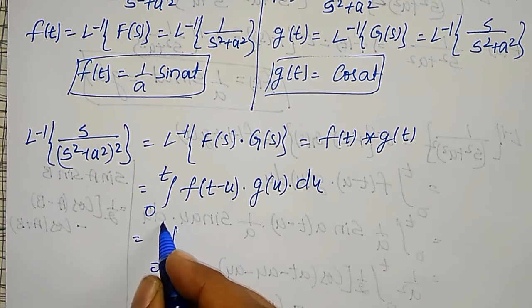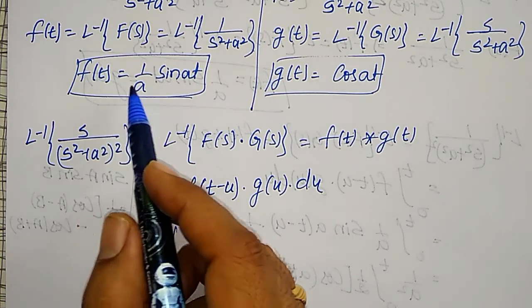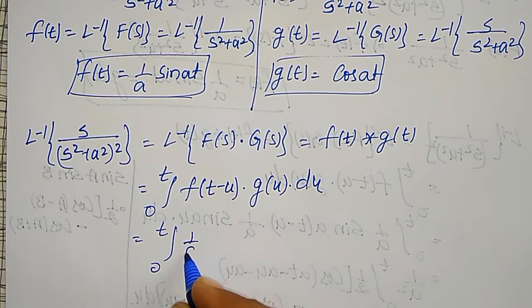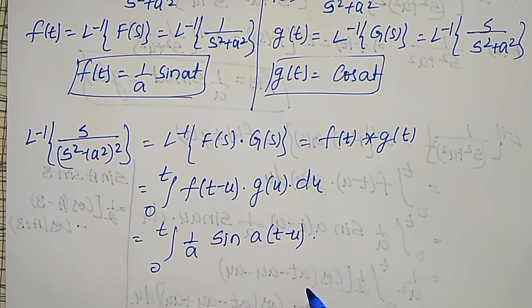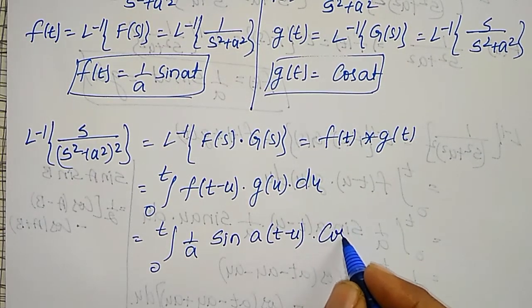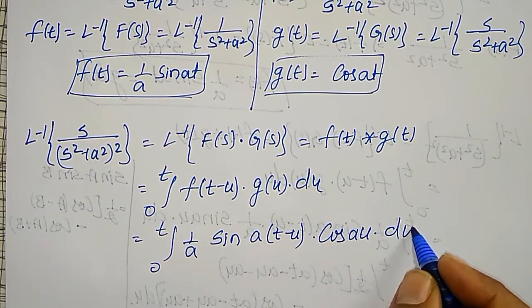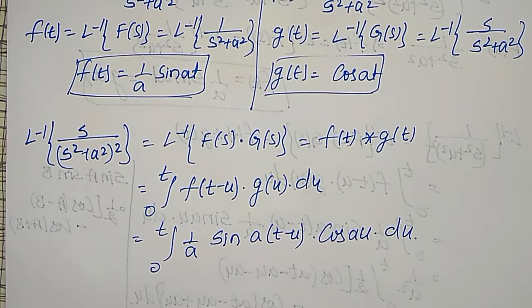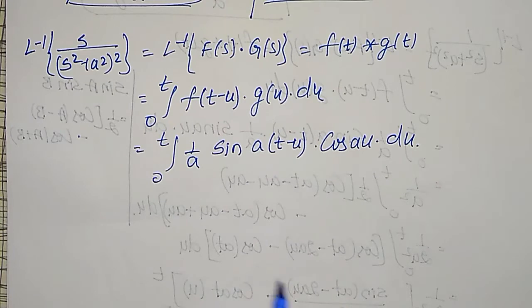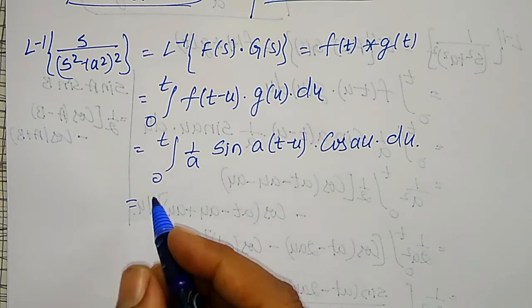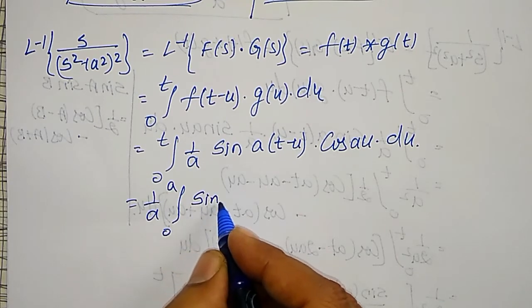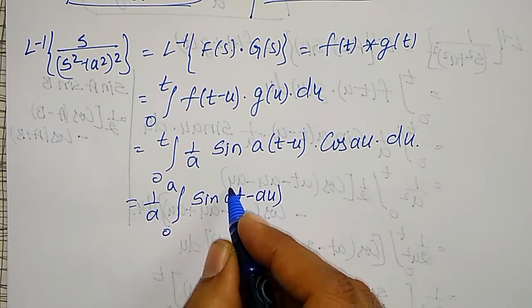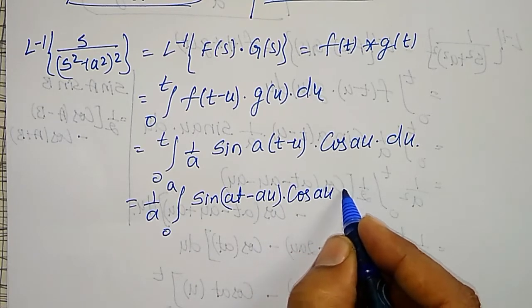Here, integration from 0 to t of f of t minus u, my f of t is 1 by a sin at, therefore it becomes 1 by a sin of a into (t minus u), into g of u, which is cos au, into du. Okay, now a product of trigonometric terms is there. How to integrate them? To integrate them, convert them into a sum, that is 1 by a integration from 0 to t of sin(at minus au) into cos au into du.